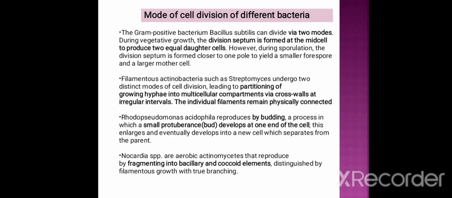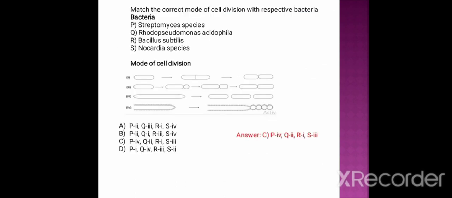The gram-positive bacterium Bacillus subtilis divides via 2 modes of cell division. During vegetative growth, the division septum is formed at the mid cell to produce 2 equal daughter cells. That is in option 1, the division septum is formed at the middle of the cell and produces 2 equal cells. So for Bacillus subtilis, R is 1. Here also in option C, R is 1.